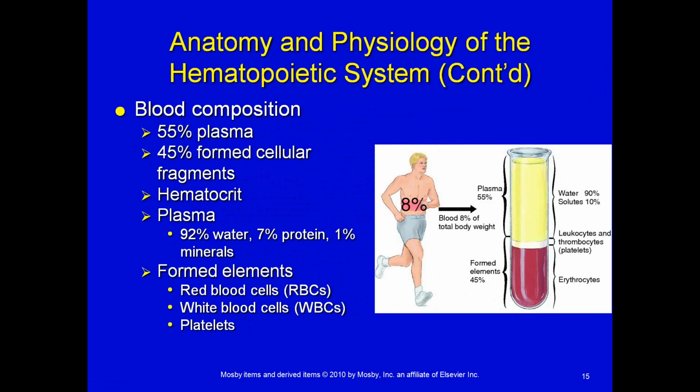Plasma is 92% water, 7% protein, and 1% minerals. Your formed elements, as you see there, include your leukocytes, your thrombocytes, your erythrocytes. Your red cells are called your erythrocytes, because erythro refers to red, cytes refers to cells, and then your white blood cells are called leukocytes, leuko referring to white, and again cytes referring to cells, so white cells, and thrombocytes refer to your platelets.